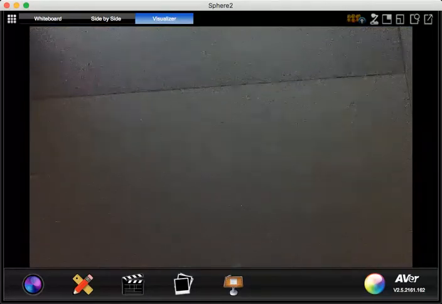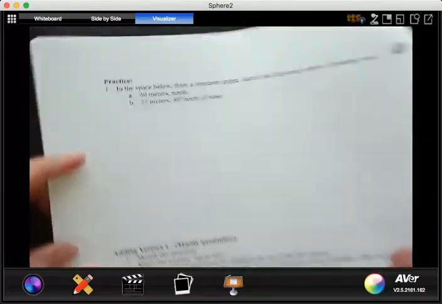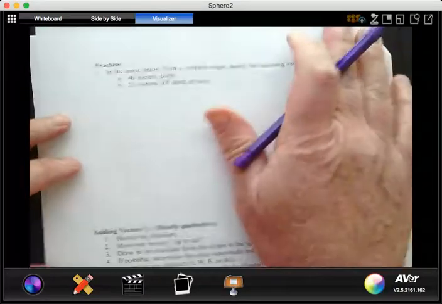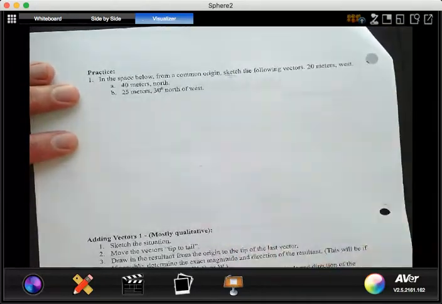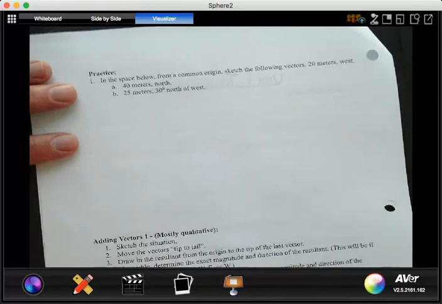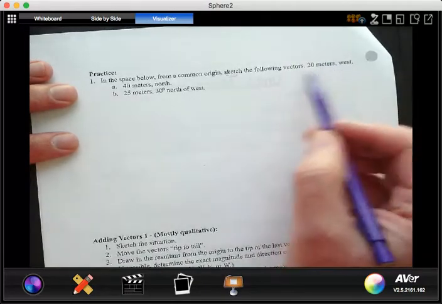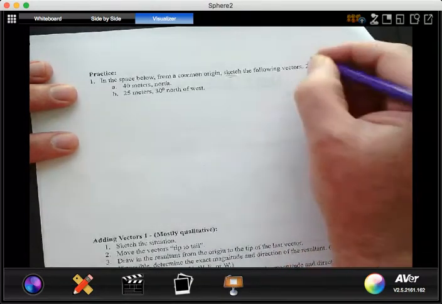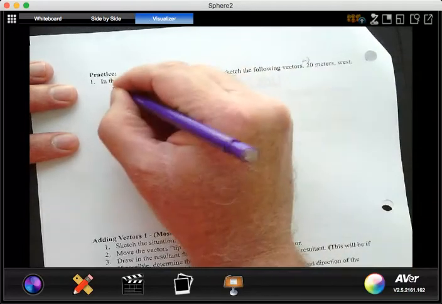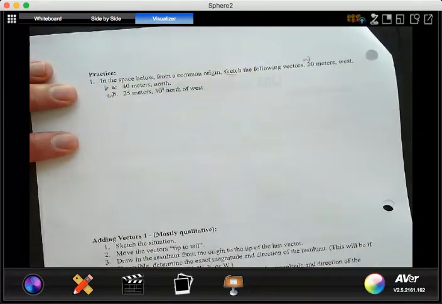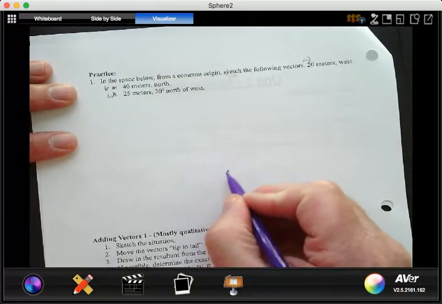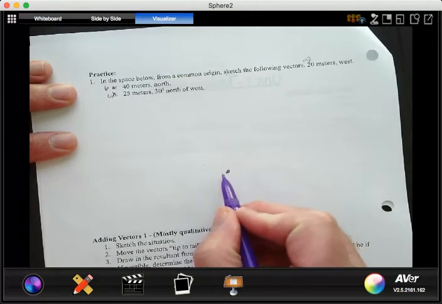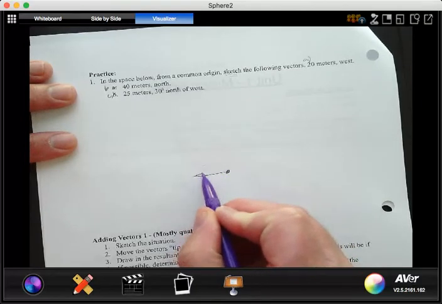On to the next page. All right, so we got a little practice here, okay? Now this says, in the space below, from a common origin sketch the following vectors. Oop, I made a little mistake here. This should be A, and then B, and C. All right, so the first one, it says 20 meters west. So I'm going to put a little dot here. It says from a common origin. And I'm going to go 20 meters west.